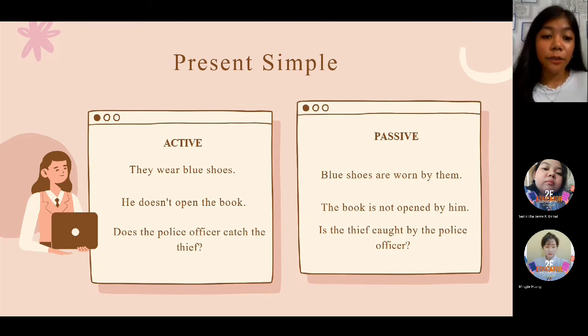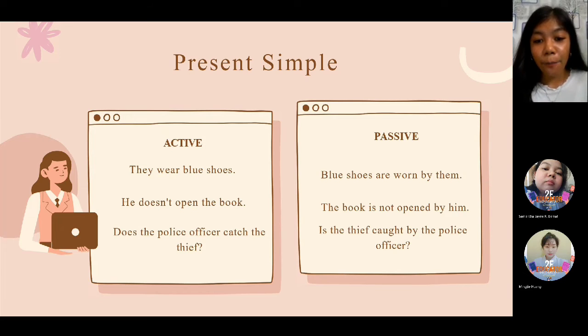Our subject in the active sentence became our agent in the passive sentence, and our object in the active sentence became our subject in the passive sentence, and we insert the word not, and we transform our verb into a past participle, which is opened with ed. Last sentence: does the police officer catch that thief? When we form it into a passive voice, is the thief caught by the police officer?